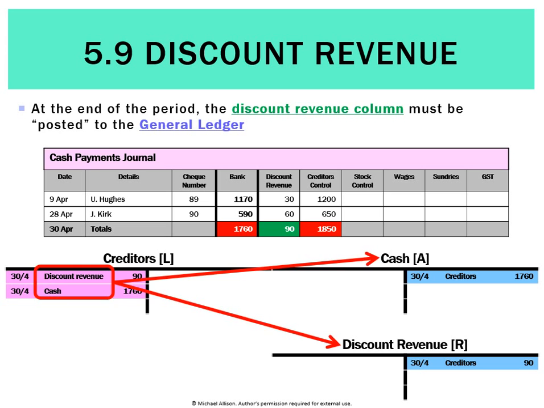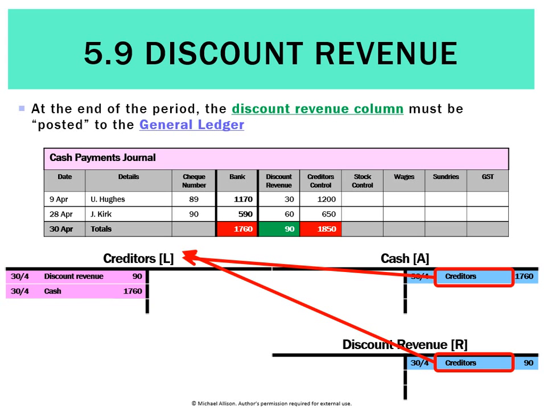So looking at our references, we can see in creditors we've got one reference to discount revenue and one reference to cash. And in the credits, we've got in the cash ledger and discount. Where will we find the matching debit? We'll find it in the creditors ledger.